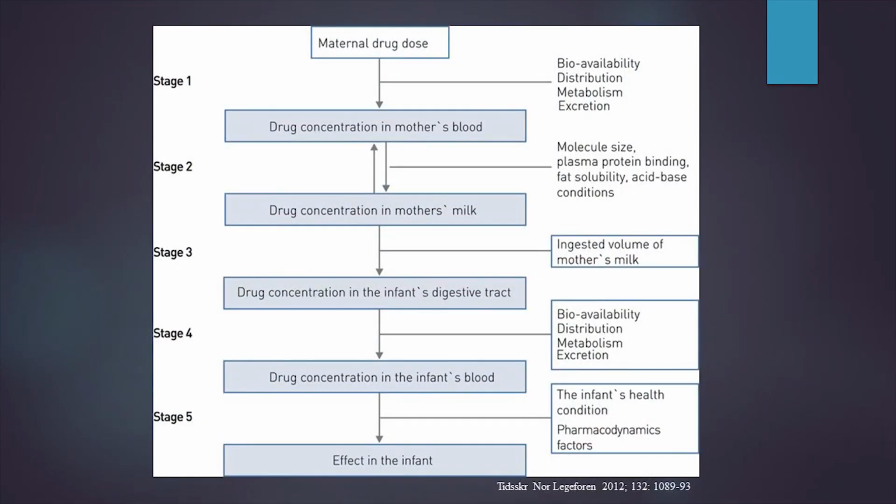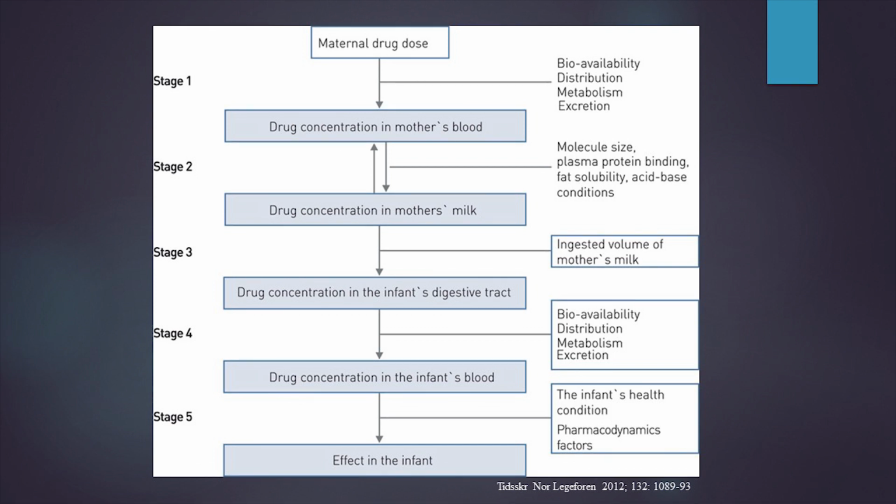Perfect. So just to give you an idea, we have a graphic here that shows you what happens when a mother takes in the drug. The drug enters into the mother's blood, then enters into the mother's milk, goes into the infant's digestive tract, infant's blood, effects on the infant. There are several different factors that affect this process as we go through. So if you look at the right of this graphic here, you see that when we start with the mother ingesting the drug, we talk about bioavailability, distribution, metabolism, and excretion.